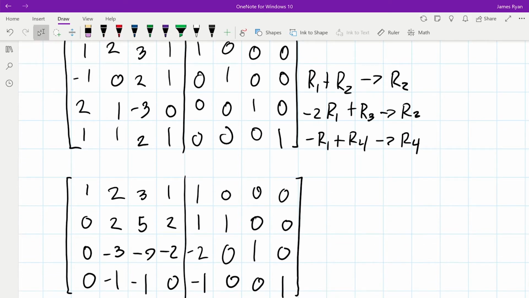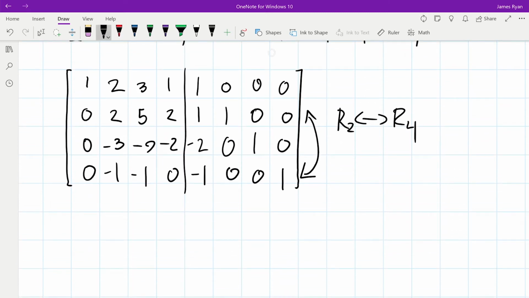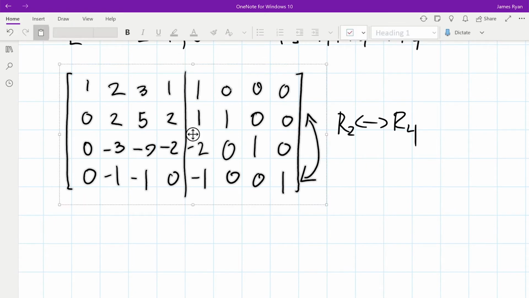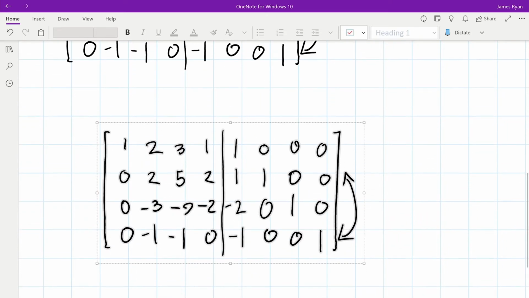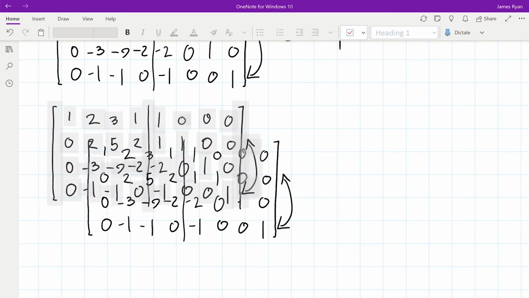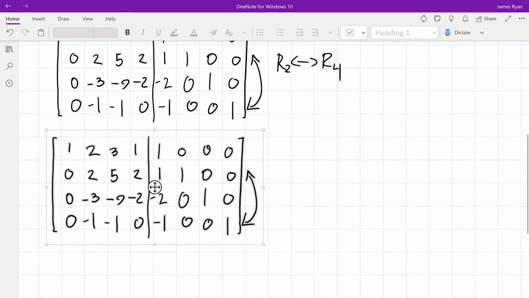Okay, so now I will swap these two rows. So swap row 2 and row 4, and that will give the same matrix, but with those rows swapped. So I'll just copy this, paste it down here, and then swap the rows.